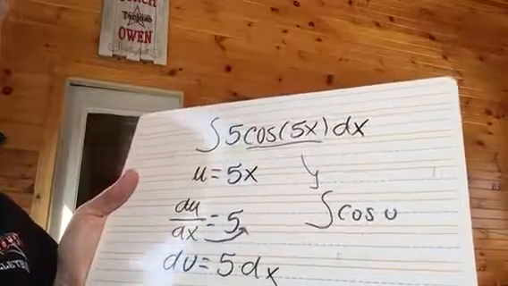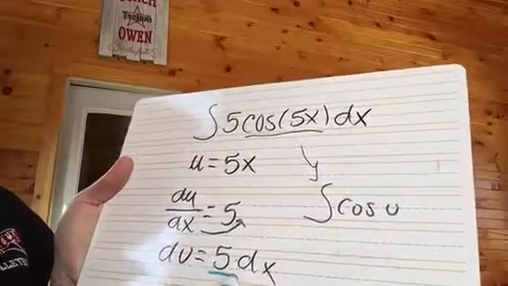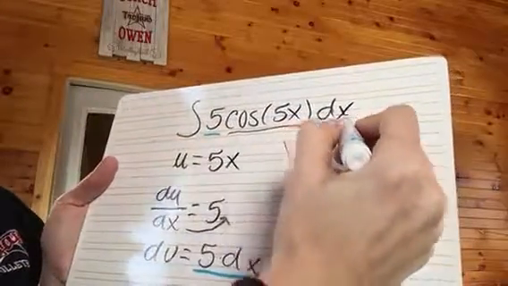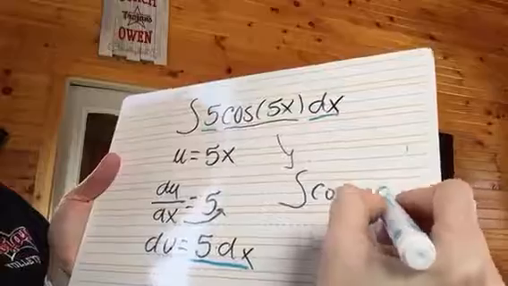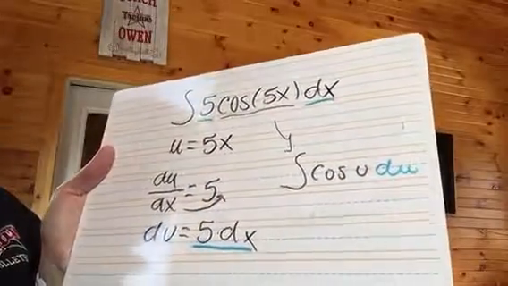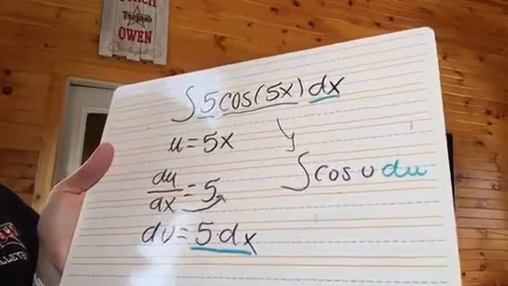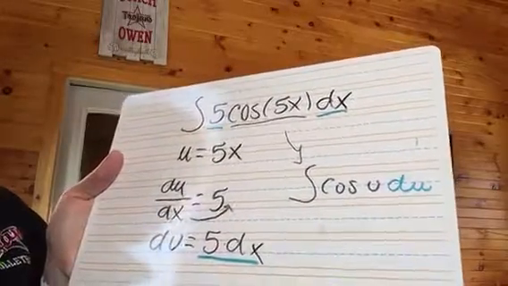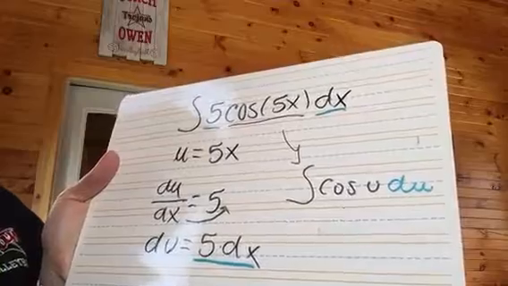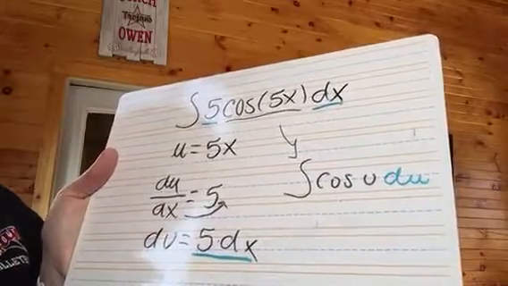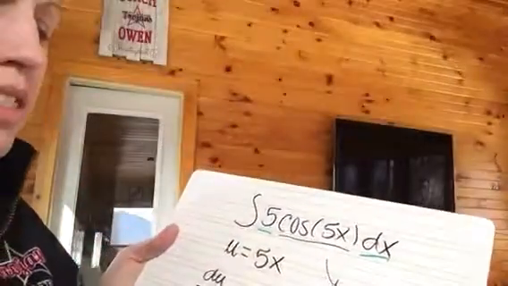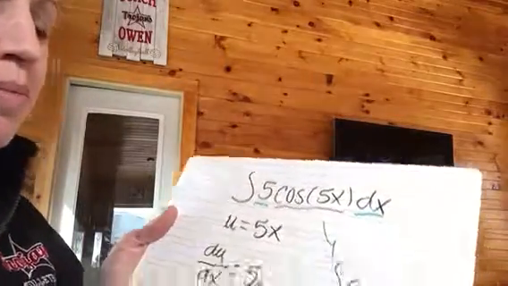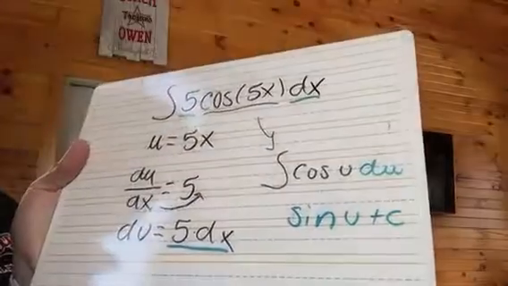Okay. For this specific problem now, here is our du, 5 dx, and we have that part right here. Here's the 5 and the dx. So all of that is going to get substituted as the du. Okay, so now we just have the integral of cosine of u du. And again, we know that antiderivative. Okay, the antiderivative of cosine is sine of u plus c.